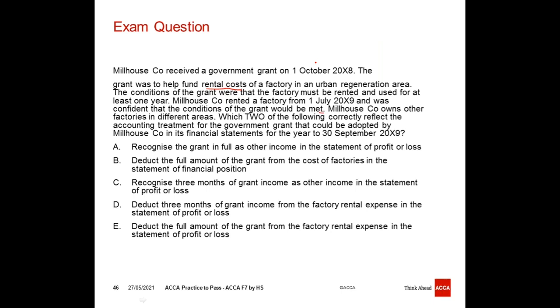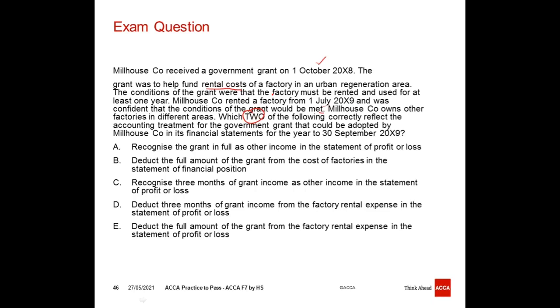So the financial year starts on 1st October. So October, November, December, January, February, March, April, May, June. So after 9 months, you have rented the place. Mill House Company owns other factories in different areas. Which two of the following correctly reflect the accounting treatment of the government grant? Which two? So you need to select two options.